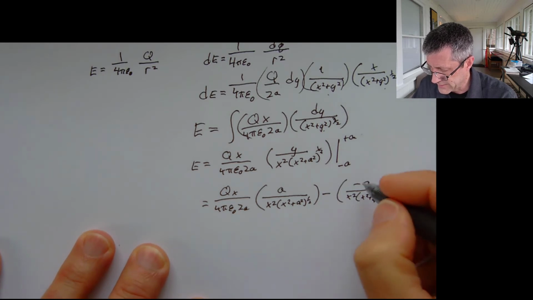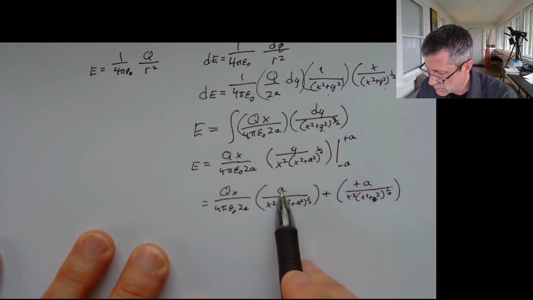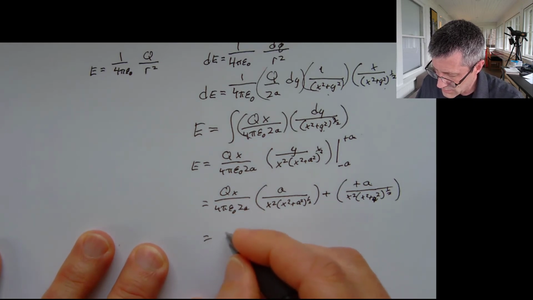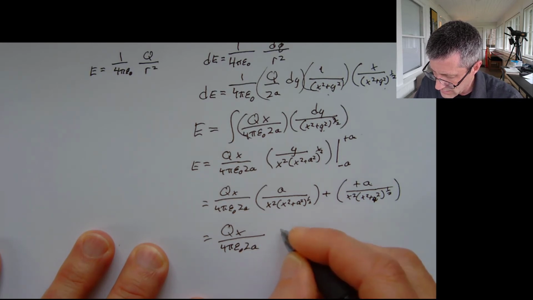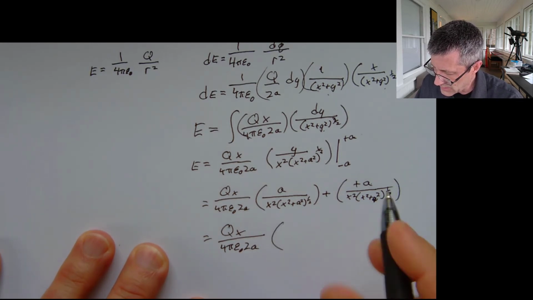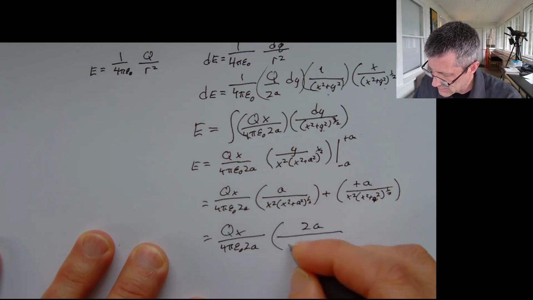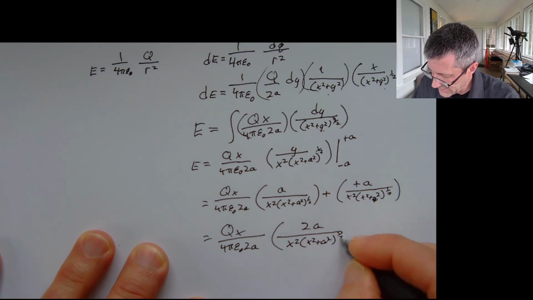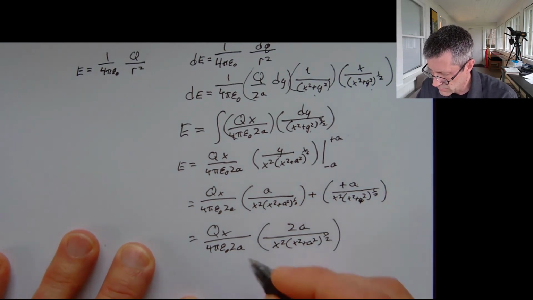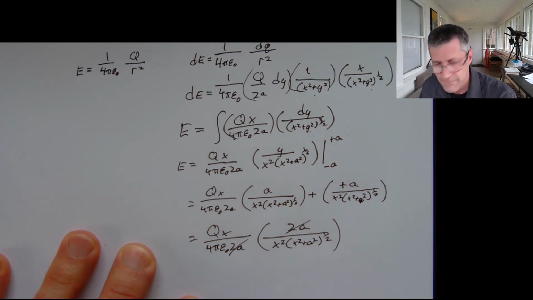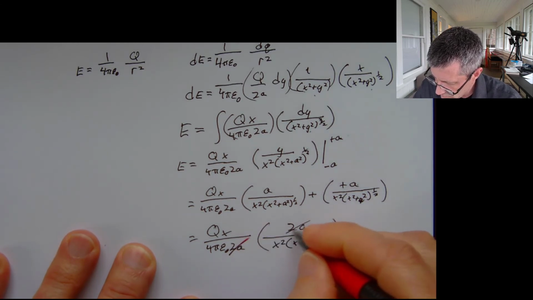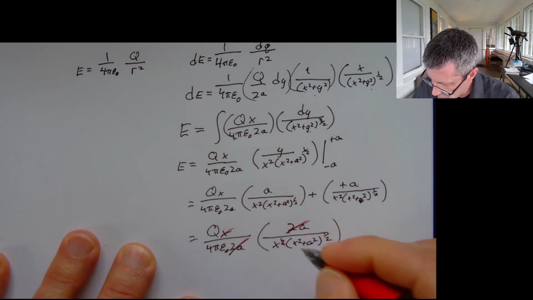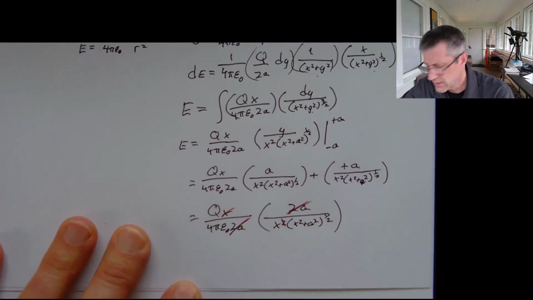When I subtract a negative, that's the same as adding. So I'm going to get 1 plus 1, I'm going to get 2a on top. So this is going to be q times x over 4 pi epsilon naught 2a, and when I combine this together, it has the same denominator, so I'm going to get 2a on the top, and x squared times x squared plus a squared to the 1/2. Okay, let me simplify things a little bit. 2a here, 2a there, that goes away. Let's use a different color. My x on top will cancel the square here. I think that's all I can do.